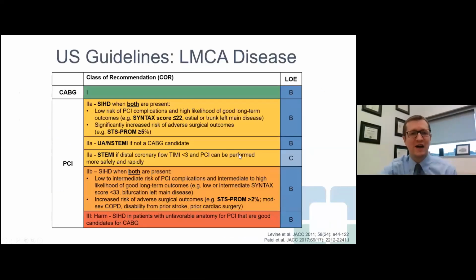So the current US guidelines say that CABG is a class 1 recommendation for patients with left main coronary disease, but in almost all circumstances, PCI is a class 2 recommendation. However, if patients are good candidates for CABG and not good candidates for PCI anatomically, then obviously CABG should be preferred. And that's kind of the US guidelines in a nutshell.